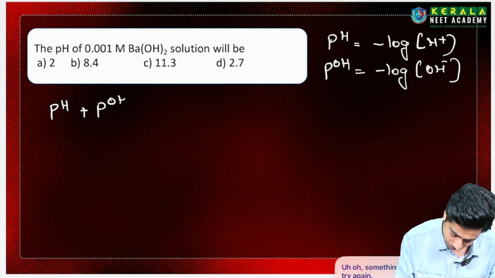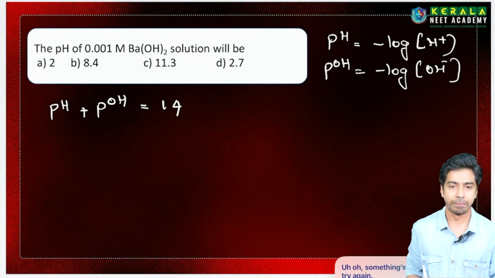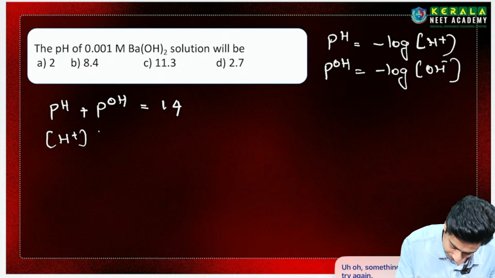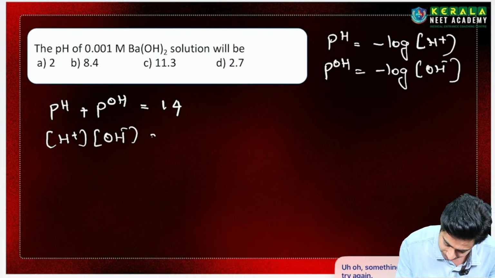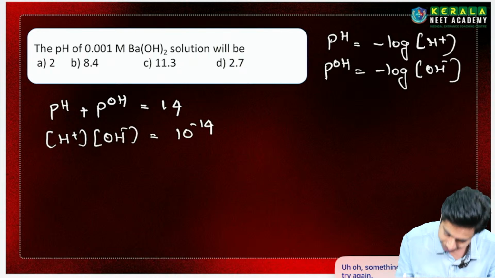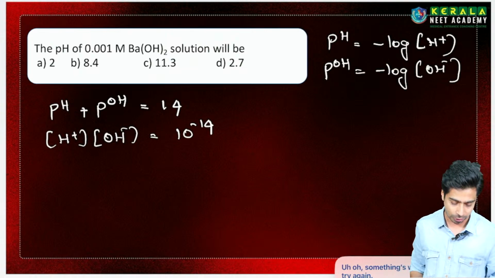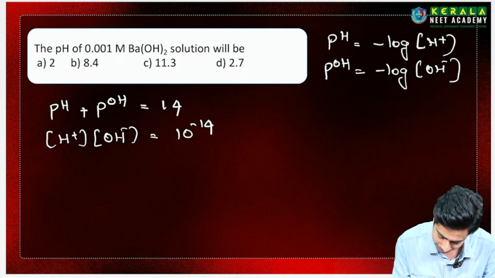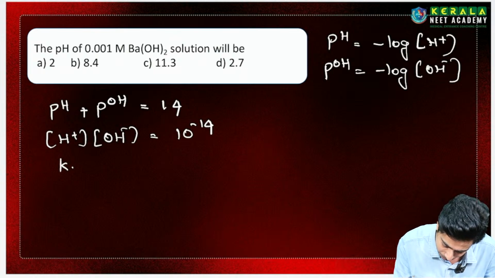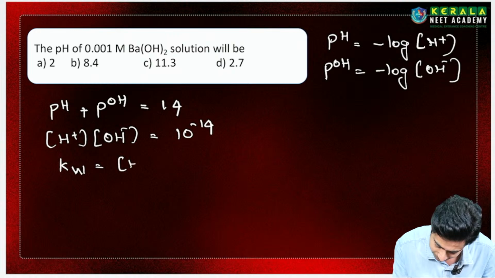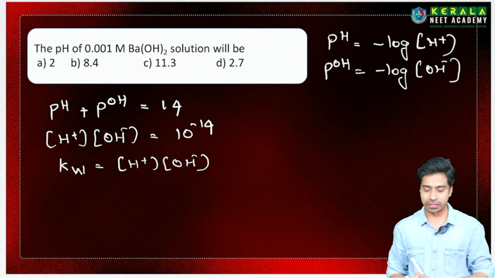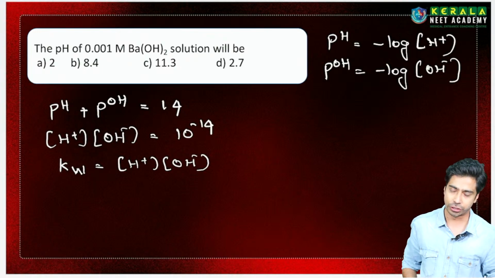pH plus pOH, the answer will be 14. Concentration of H plus into OH minus will be equal to 10 power minus 14. Then if you take K, you can also write Kw. Kw is equal to concentration of H plus into concentration of OH minus.